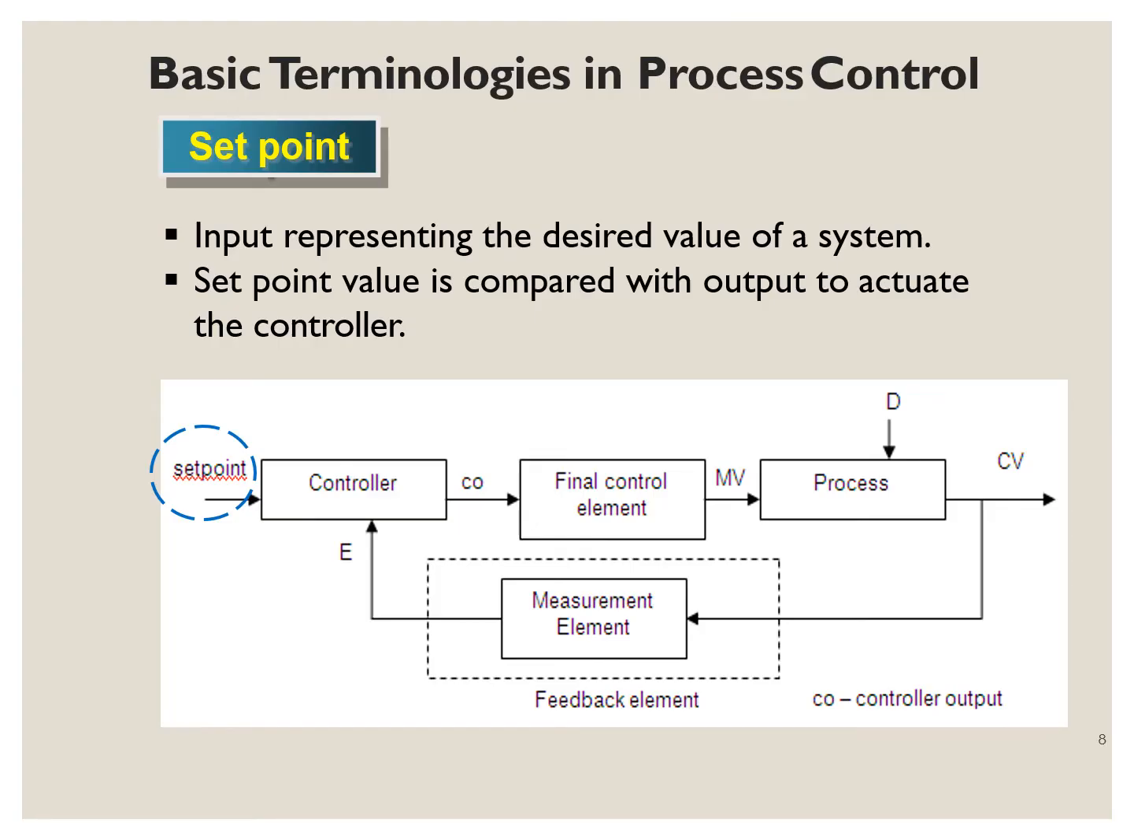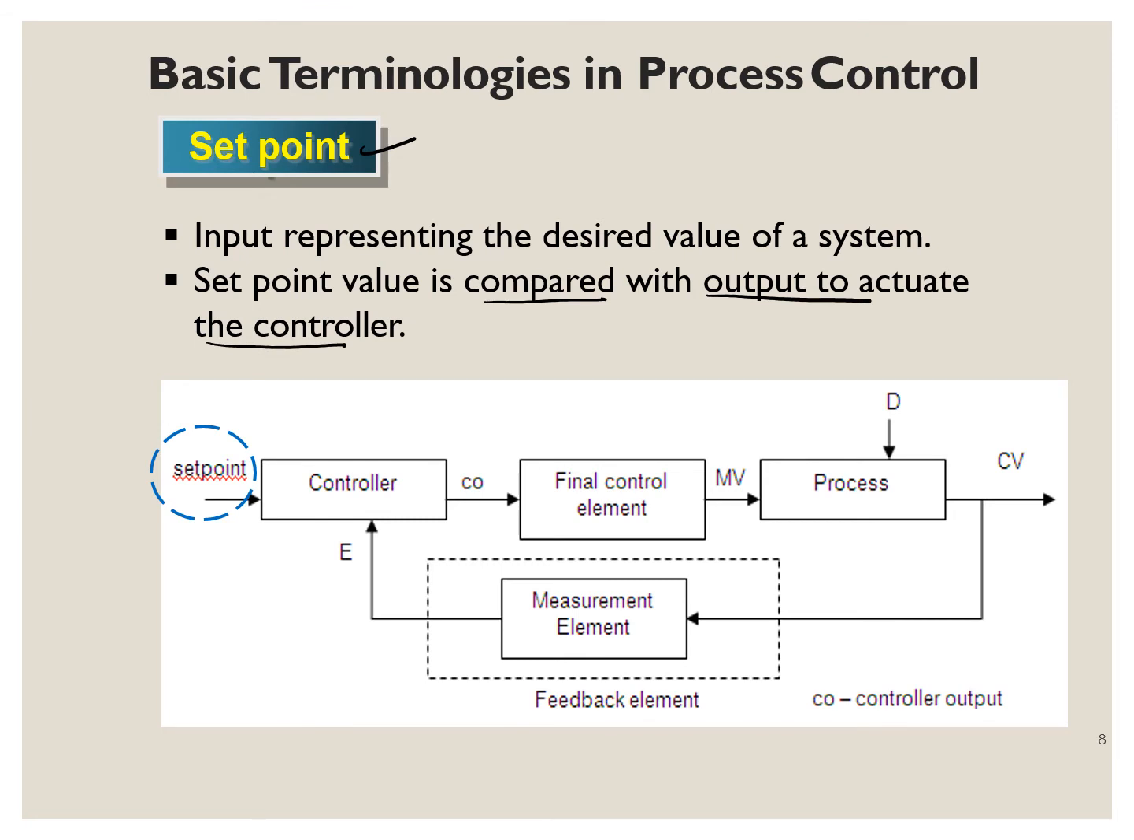So, basic terminologies in process control. The first and most important thing is the set point. The set point is the input representing the desired value of the system. The set point value is compared with the output to actuate the controller.